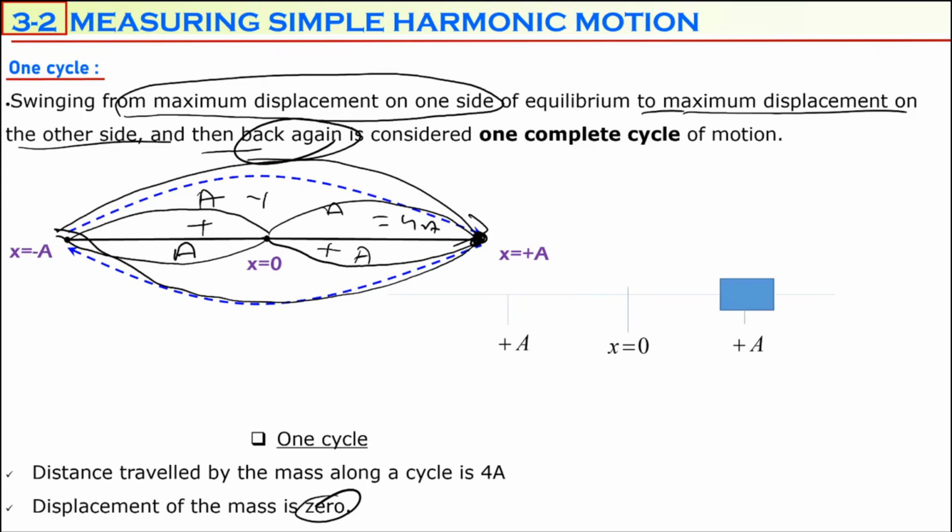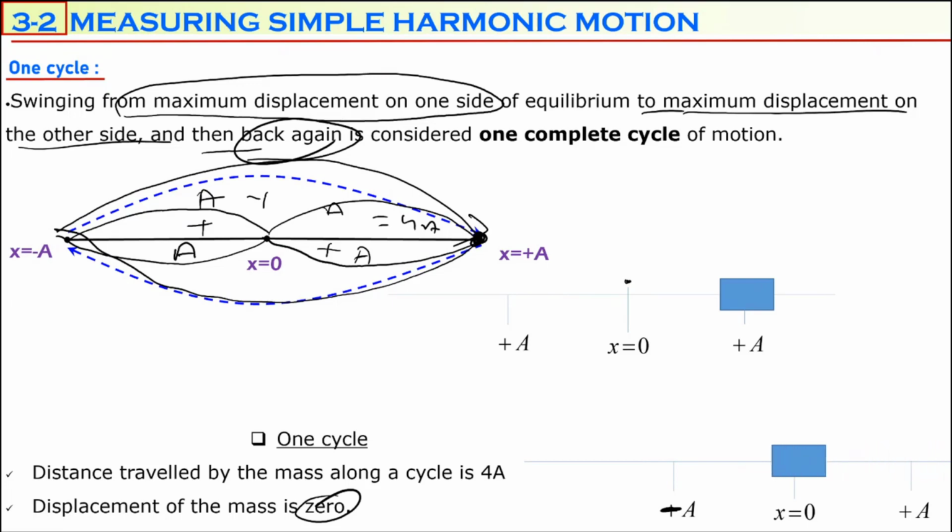No matter from where you start. If you start from negative A to positive A and back again to negative A, again distance traveled is 4A, again net displacement is 0. You can even start from any other position. For example, assume that you start watching this object while it is in the equilibrium position. Now this object will start vibrating from the equilibrium position. So it will go to negative A, back to 0, then positive A and back again to 0.